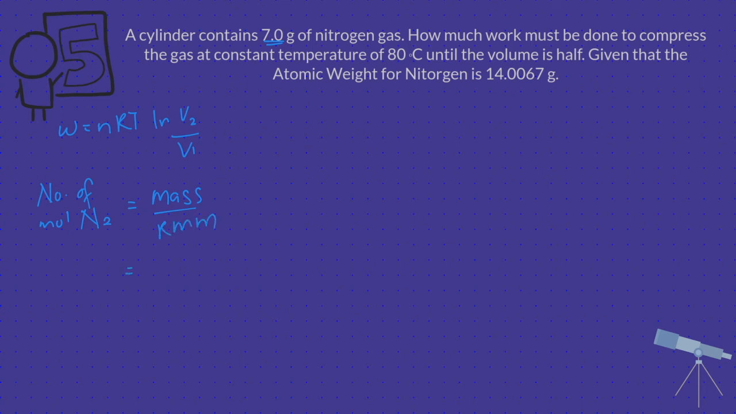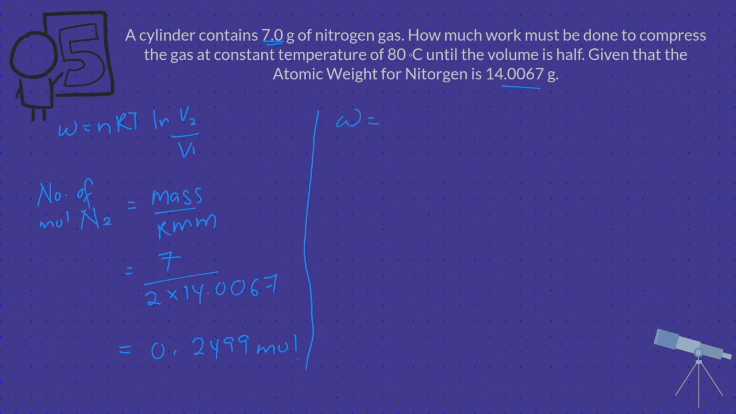Given to you the mass is actually 7 gram and the RMM is, because you have N2, right? Because it's in the gas. So 2 times 14.0067. So you should get the number of moles for nitrogen gas equivalent to 0.2499 mole. Now since you already have the number of moles, we can calculate the W.